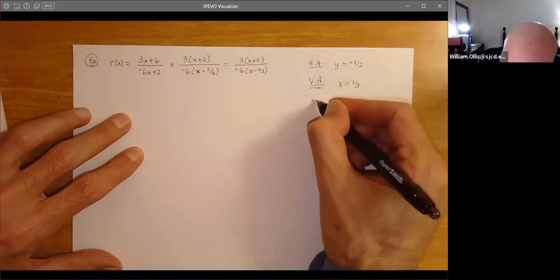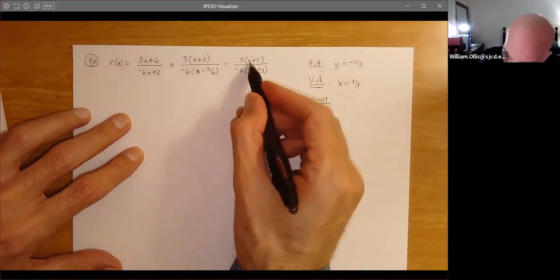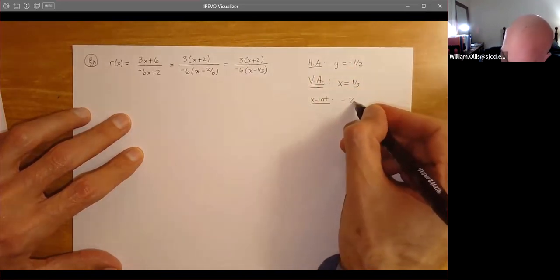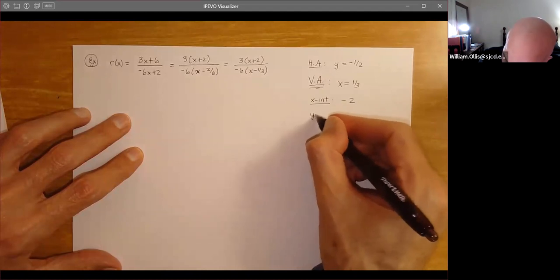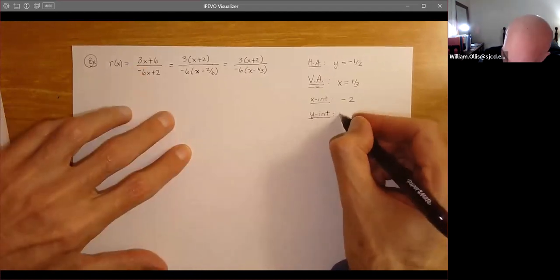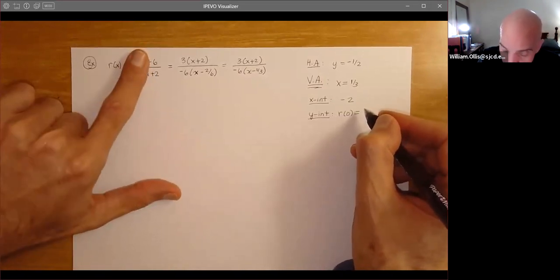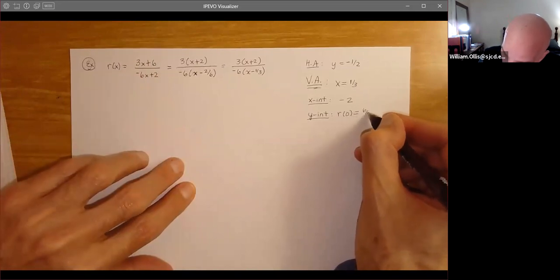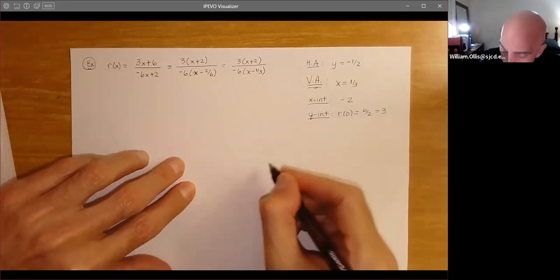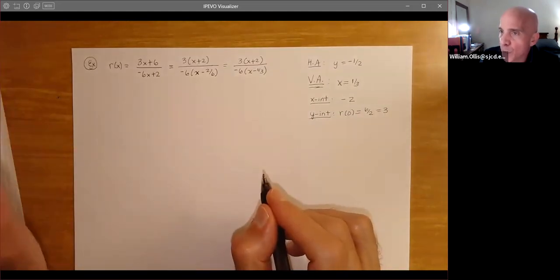Now x-intercept. X-intercept, we just look for the zeros of the numerator. That'll be -2. And then y-intercept, that's just r of 0. So we say r of 0. Of course, 0 is well defined here. We just get what, 6/2, which is 3. So we've got a lot of free stuff. We have a lot of simple material.